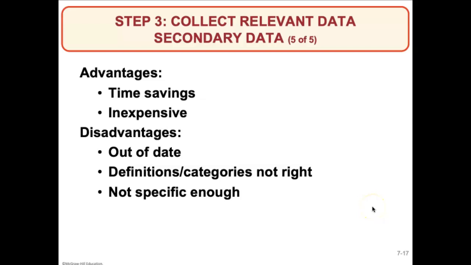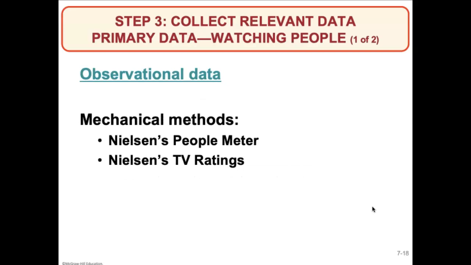In collecting relevant data, advantages for secondary data would include time savings because the data has already been collected and it tends to be inexpensive. Disadvantages, it could be out of date. You're dealing with data that's been collected in a specific period of time. Also, definitions and categories may not be right for what you're trying to uncover. It may not be specific enough.